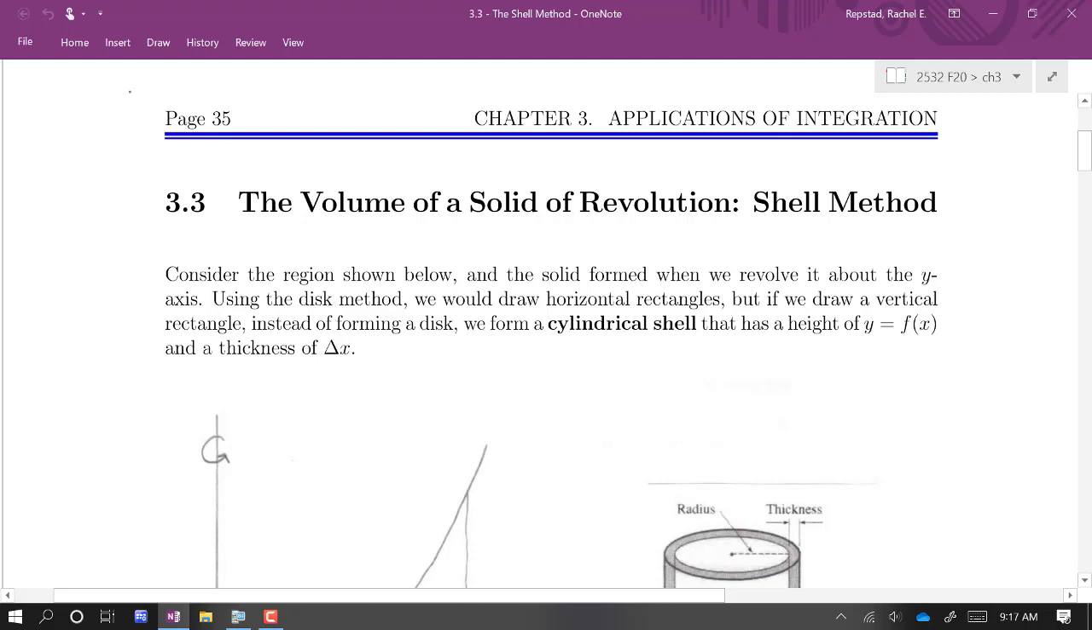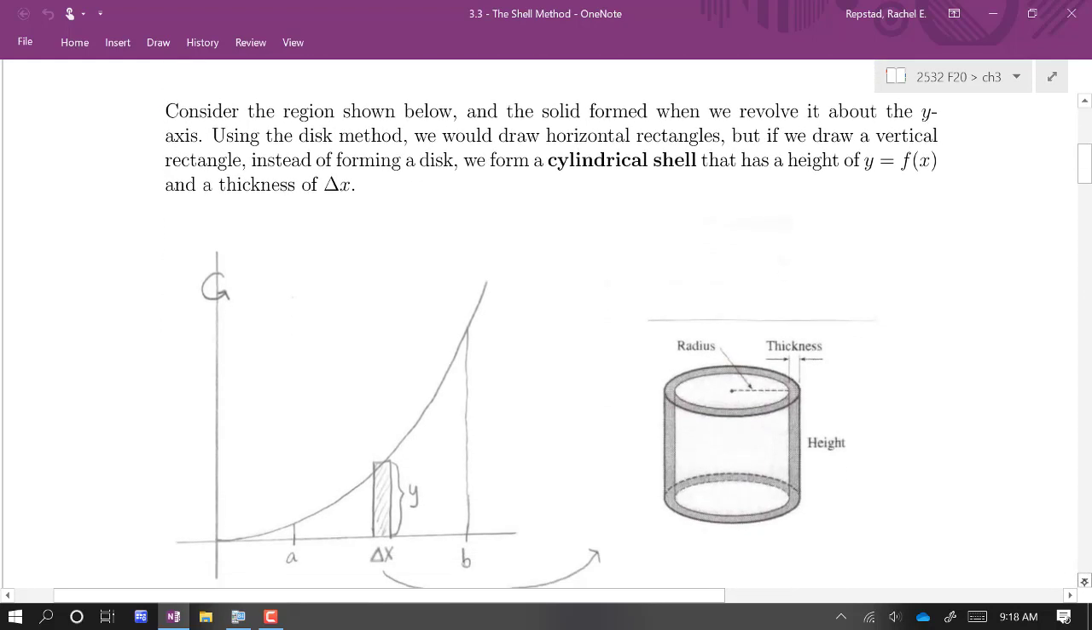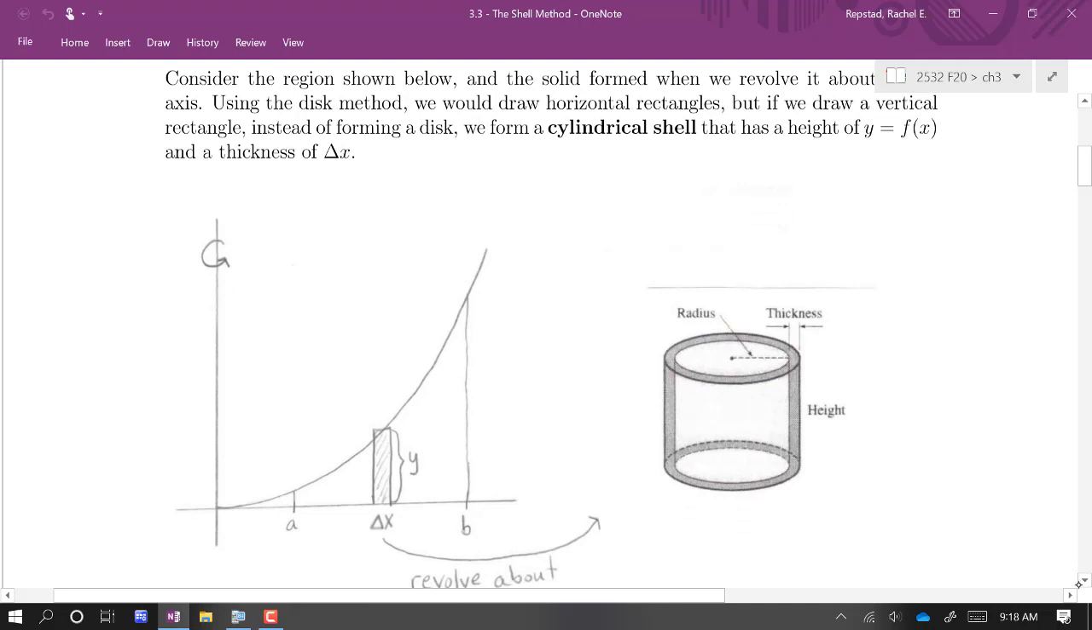Right, in this section we're going to look at another way to find the volume of a solid of revolution. In the last section we saw that if we took a rectangle that was perpendicular to the axis of revolution, we would get either a solid disk if that axis was abutting the region itself, or maybe a washer, like a disk with a hole punched out. And in this section we're going to see how we can also find these volumes by drawing a rectangle that is parallel to the axis of revolution.